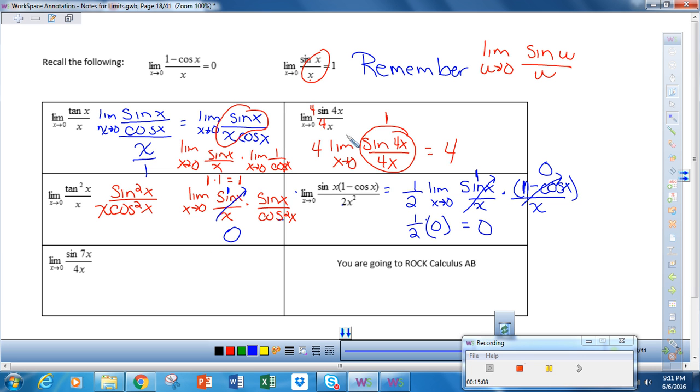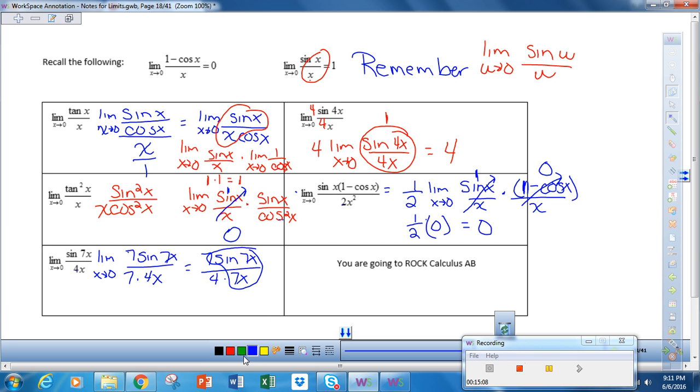Last one is similar to this one. In order for this to work, I need a 7 on the bottom. So I'm going to write this as 7 sine 7x, and what I do to the top, I have to do to the bottom. Using the commutative property of multiplication, I can rewrite this as 7 sine 7x times 4 times 7x. And again, this is 1.